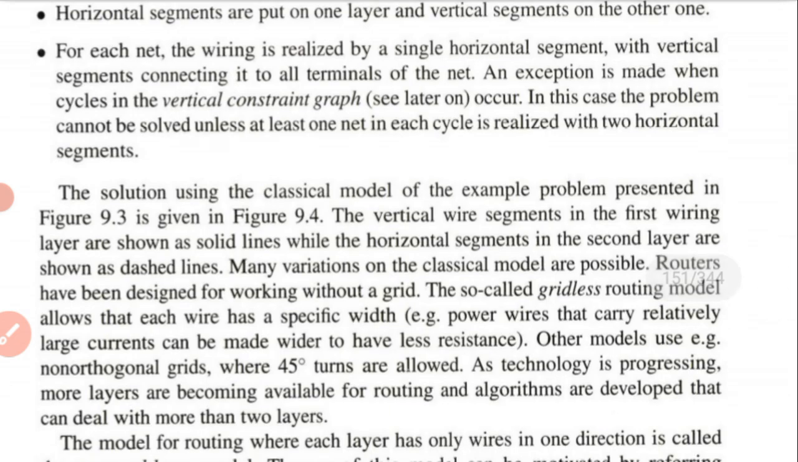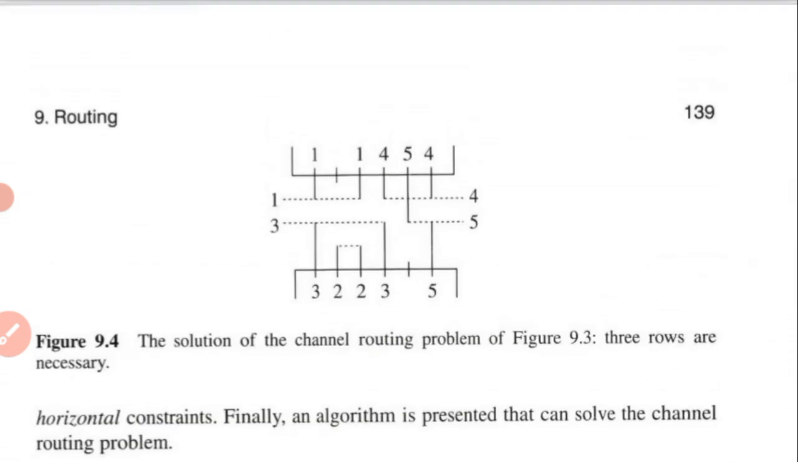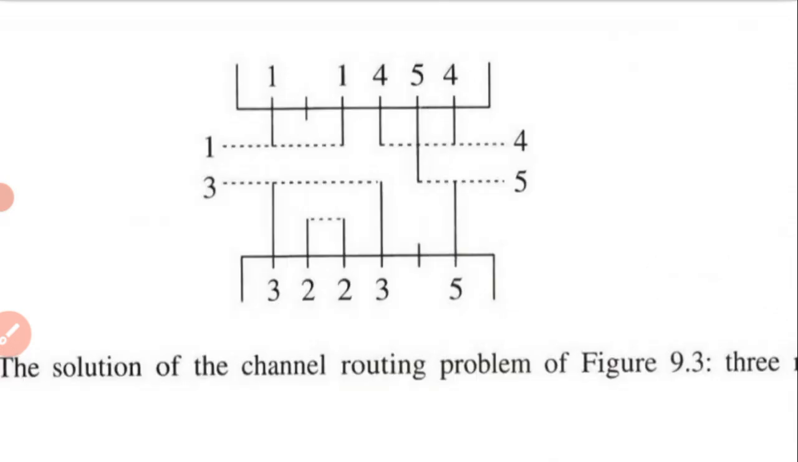So, the solution using the classical model. In Figure 9.3, we saw a problem for channel routing. Here in 9.4, we are finding a solution for this problem. The vertical wire segments in the first wiring layer are shown as solid lines, while the horizontal segments in the second layer are shown as dashed lines.